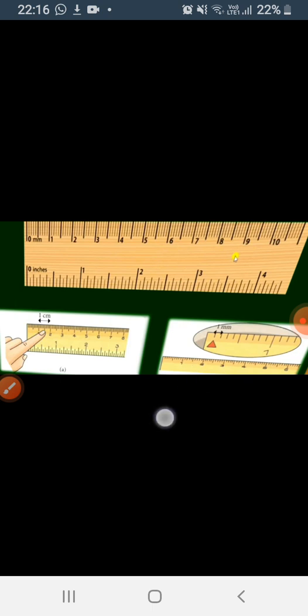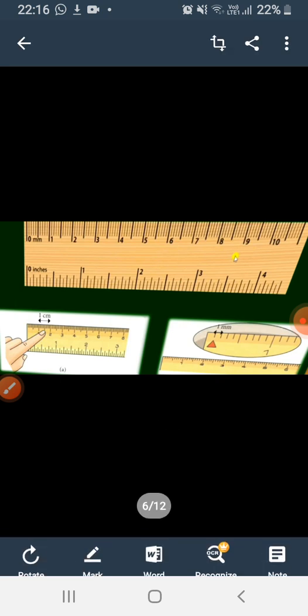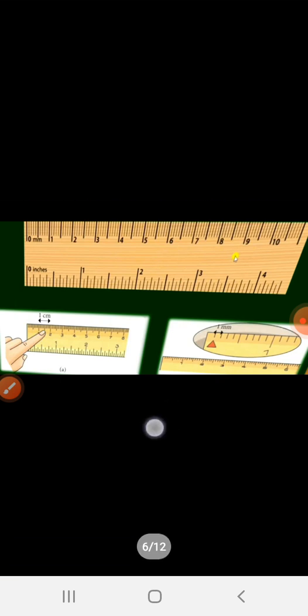So I hope today's lecture is clear to everyone, and solve the numericals given in your book on your own, which are based on the conversion of higher unit to smaller and smaller to higher. That's all for today.